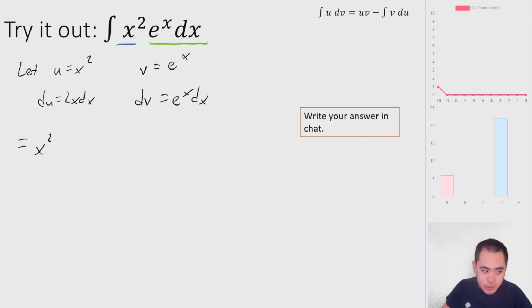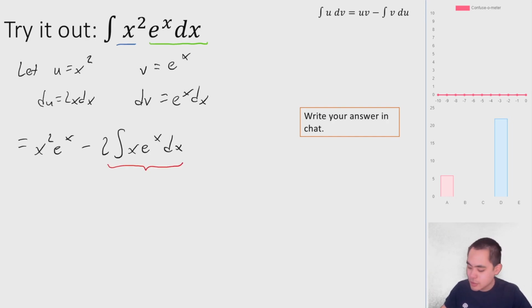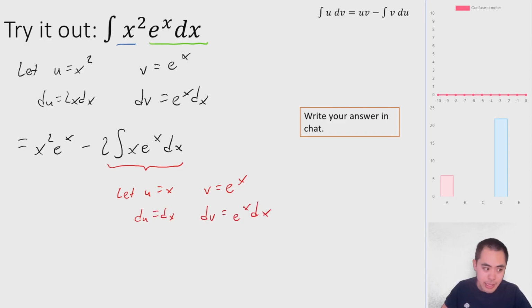So this is equal to x squared e to the x minus 2 times the integral of x e to the x dx. And it turns out that sometimes you have to do it multiple times. But this is simpler. So if you do this multiple times, you get let u be equal to x, v be equal to e to the x. So you do repeat the process. du is equal to dx. dv is equal to e to the x dx.